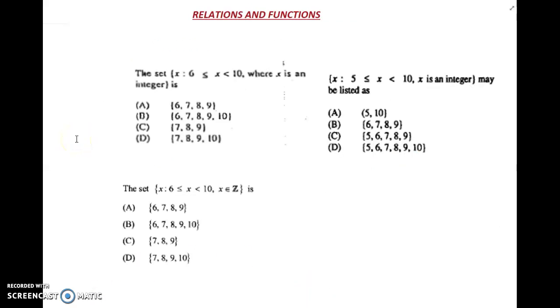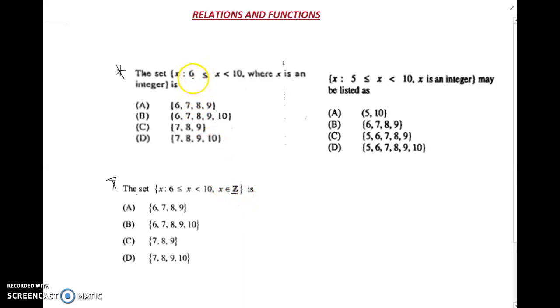Now these 3 questions, again, they're all similar. This one here and this one here are the same thing, just a slight variation in the question. So it says the set of x values are 6 less than or equal to x less than 10, where x is an integer. It's the same question down here, but they replace the word integer with the symbol for integer, which is Z.